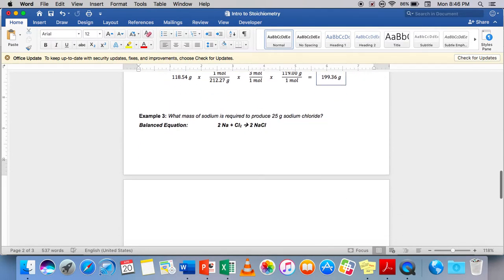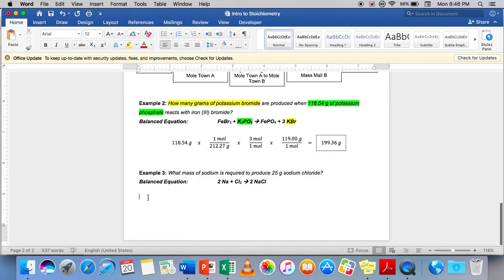Okay, last but not least, I want to do example 3. Again, we're going to do this together. Example 3 says, what mass of sodium is required to produce 25 grams of sodium chloride?